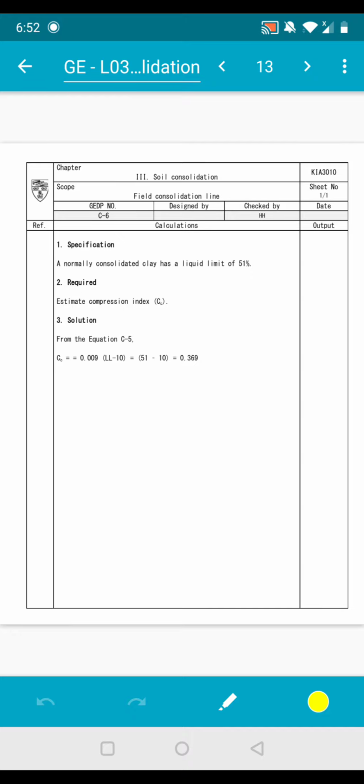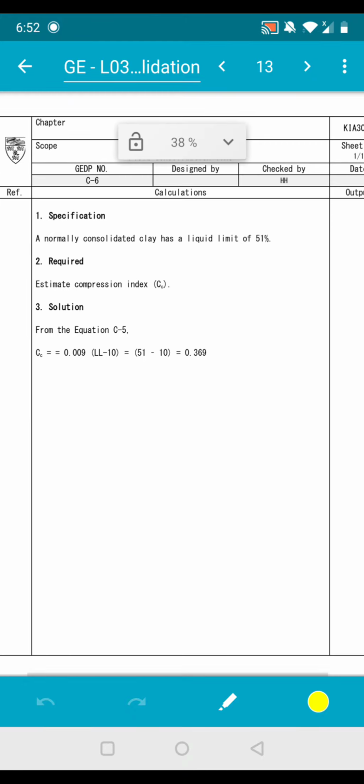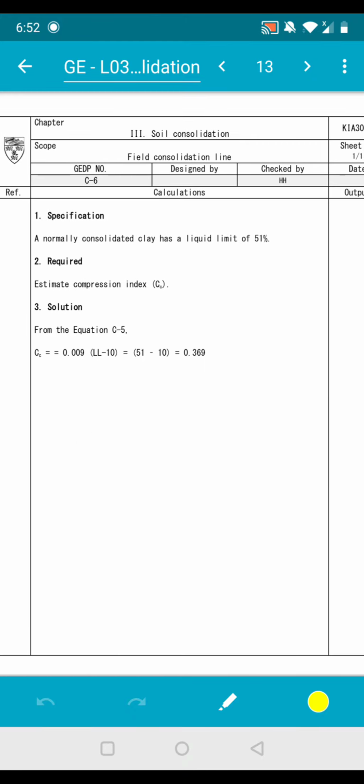Now let's look at problem number 6. This is the shortest formulation. A normally consolidated clay has a liquid limit of 51%. Estimate compression index. Use a simple formulation in your notes, equation C5. Replace this accordingly, basically your LL, and then you get your estimated compression index calculated as 0.369.